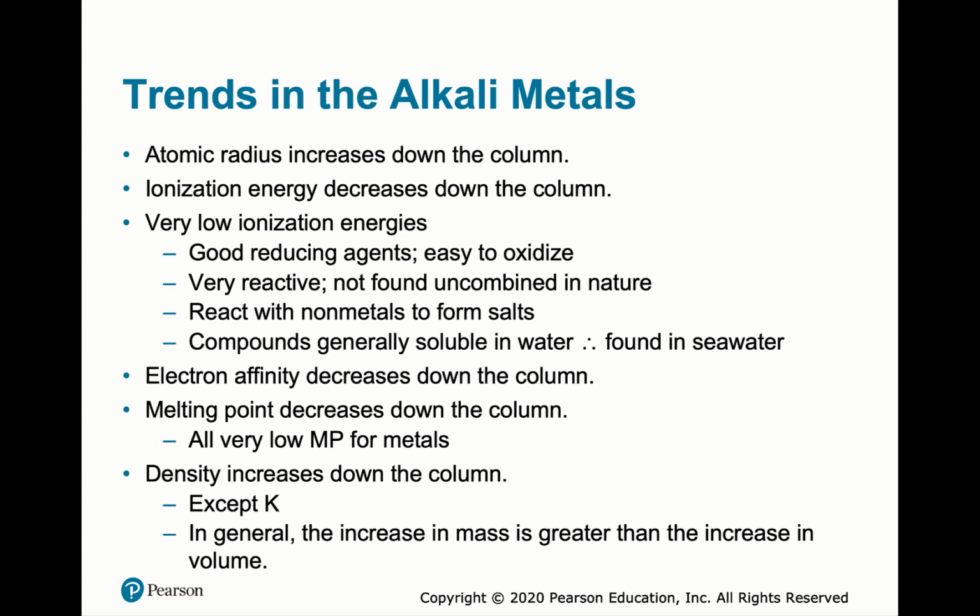Electron affinity decreases. The melting point also decreases going down the column, and it's very low for metals. A low melting point means that it's not a very strongly bonded metal. And density tends to increase going down the column, except for potassium. Potassium is the exception to the rule there. As you go from sodium to potassium, it actually decreases.